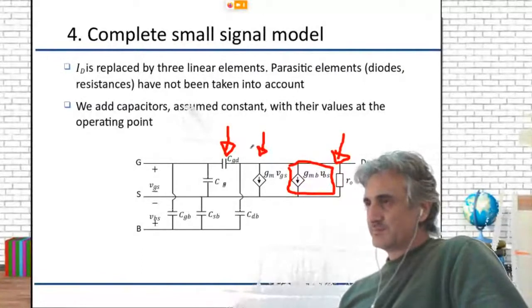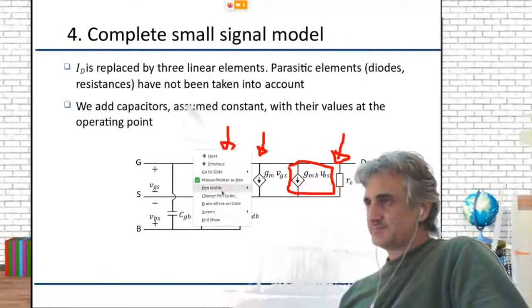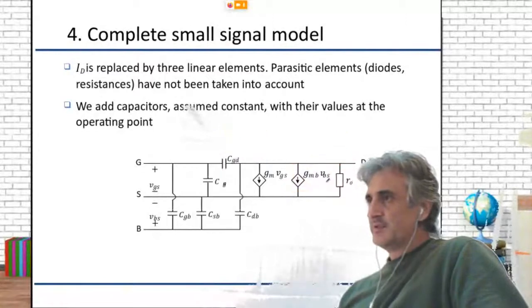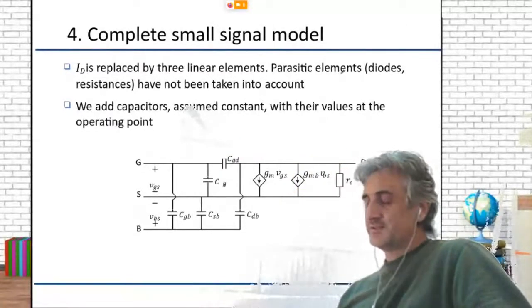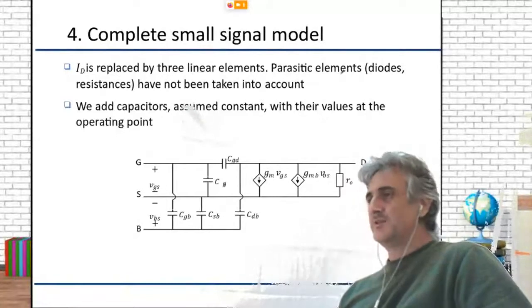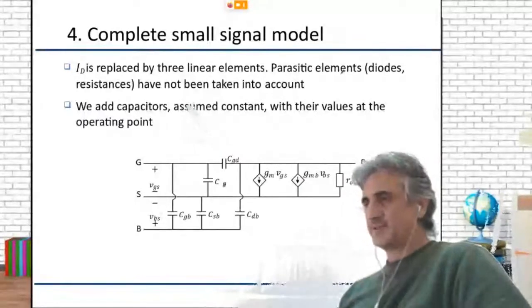Okay, but this is the most complete small signal model that we will use for hand calculations.